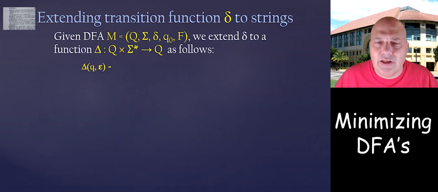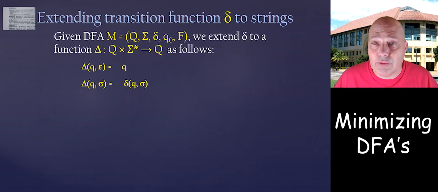So if we look at delta of Q and epsilon, the empty string, you just stay put, right? When you start at the state Q and you read the empty string, you stay at Q. If you read a single symbol, so from Q, then you move to whatever the original transition function tells you to move. The original transition function is defined for a state and a single symbol. So here in the middle, we have just the original transition function.